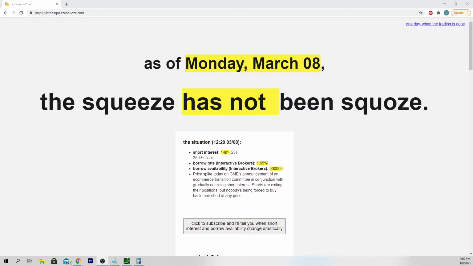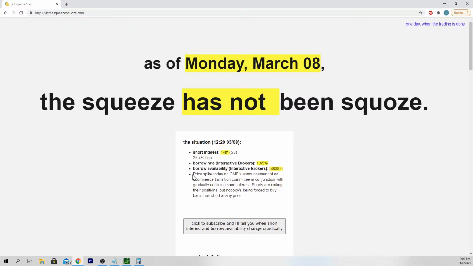So short interest right now, 14 million via S3. That's 25.4% of the float, decently high number. Borrow rate, when you short shares, you're borrowing those shares to short, so you have to pay money, interest on those shares. And that's what the borrow rate refers to. 1.65 isn't terribly huge of a percentage. And let's see. And it does sum up a little bit of the news here for us.